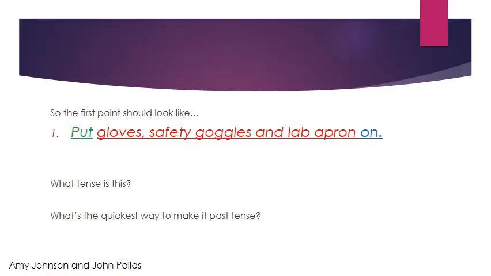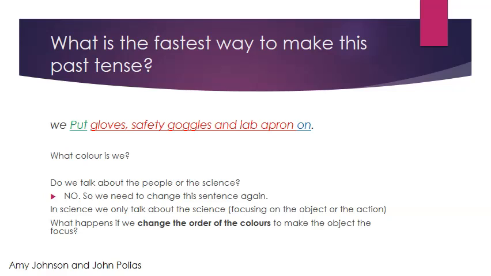What tense is this? Well, it's actually an instructional text and it's telling you to do it. So it's not past tense, it's more like present tense. So what is the quickest way to make it a past tense sentence? Because that's what we need to do when we write the method as a recount. Well, the fastest way is to say we put the gloves, safety goggles, and lab apron on.